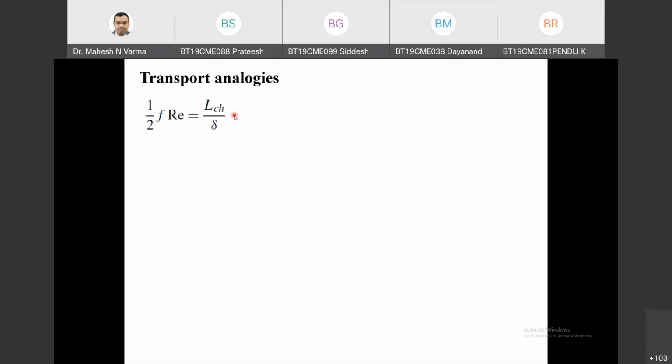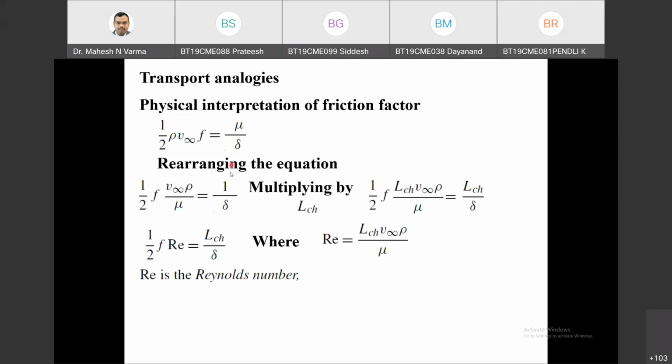This we have already discussed. This is the first observation we got, where we got the physical interpretation of friction factor with respect to viscosity and rearranging the equation. And this is what we got finally, half friction factor into Reynolds number.